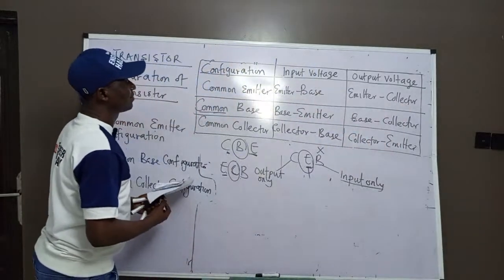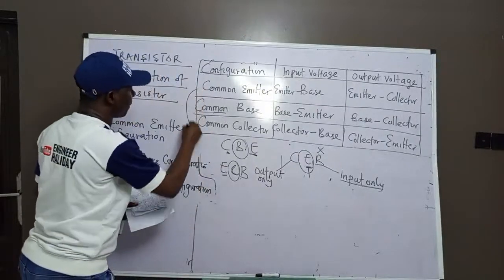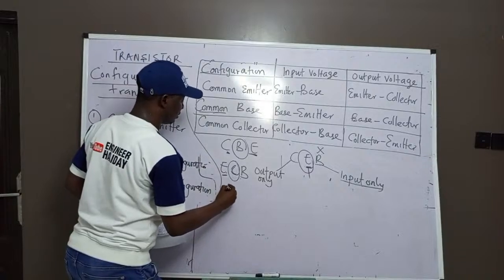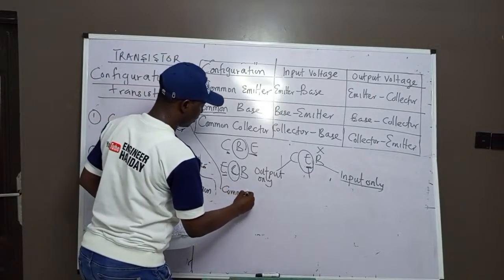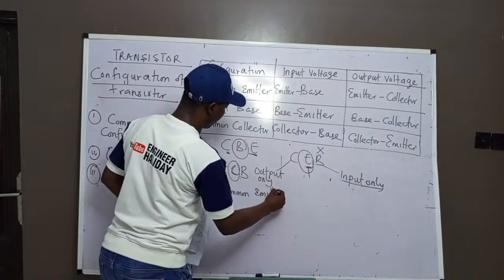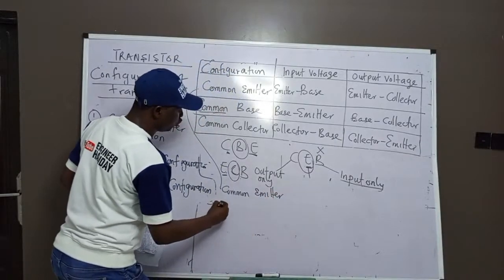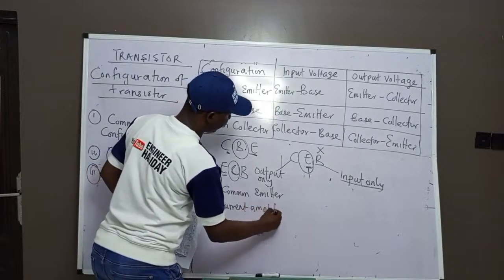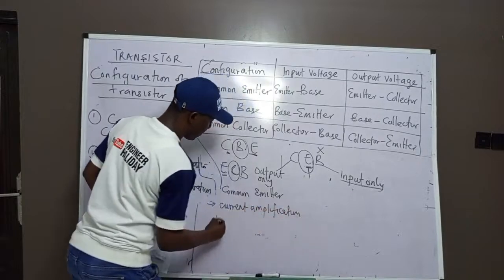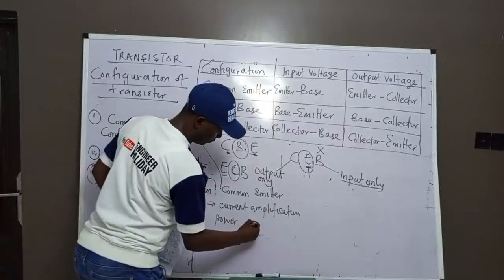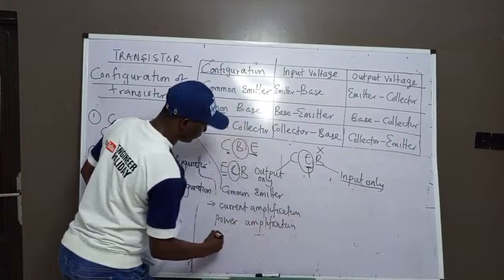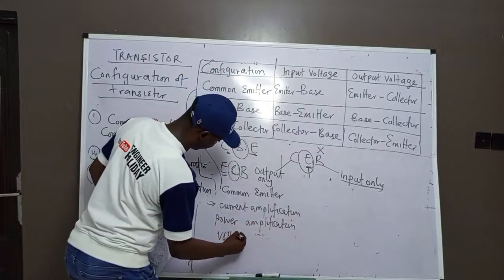Now, to end the topic, don't forget that I want to tell you the uses of the common emitter. What is it used for? It is used for current amplification. It can be used to amplify current. Power amplification. And we can also use it for voltage amplification.